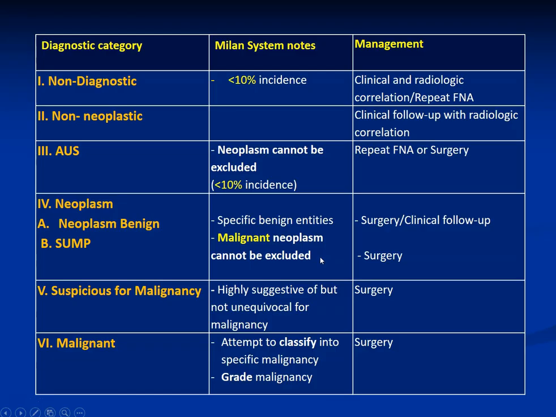So to summarize the Milan system, here are the 6 diagnostic categories with the added subcategorization of the neoplasm category. And you can see the management suggestions would be clinical and radiologic correlation with repeat FNA for non-diagnostic, clinical follow-up for non-neoplastic, repeat FNA or surgery for AUS, and surgery for anything that is neoplastic and above.